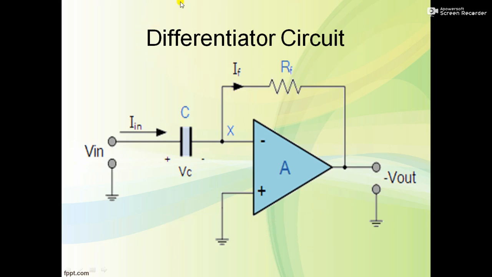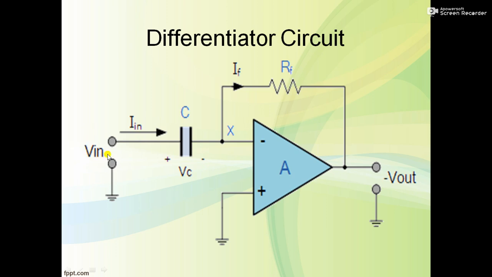The differentiator circuit is also one of the important applications of the op-amp. In this case, the output is given by differentiating the input voltage with the time constant RF and C.